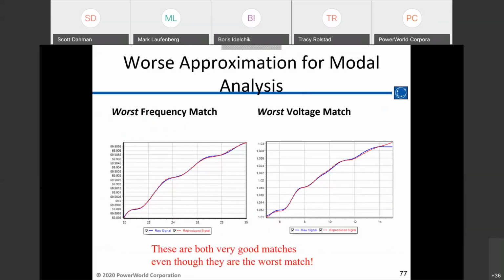And in this particular case, this is the worst frequency match, and this is the worst voltage match. And again, it's not perfect. At the end here, something's a little off, but it's very close.